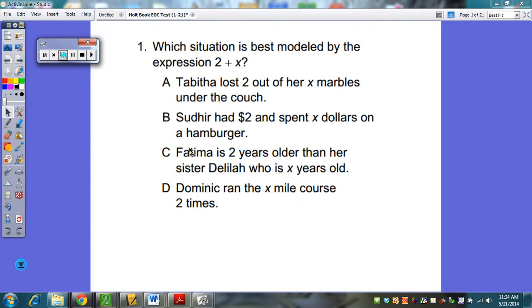Alright, so this is going to be for the EOC review, going through the same things we were working on in class. We have here number 1, which situation is best modeled by the expression 2 plus x. I think all of us did a pretty good job with agreeing that that was going to be C. Fatima is 2 years older than her sister Delilah, who is x years old.